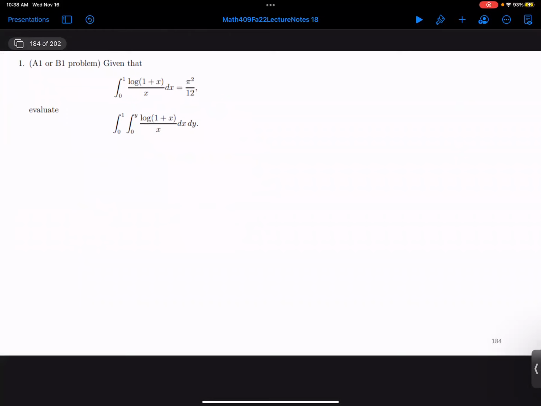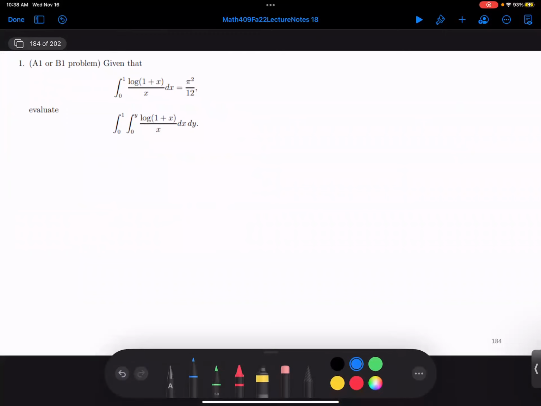Plot the region. What's the region? Plot the region. And so let's look at the region. Here's the x-axis, here's the y-axis. So I fix y goes from 0 to 1. And then for a fixed value of y, x goes from 0 to y.